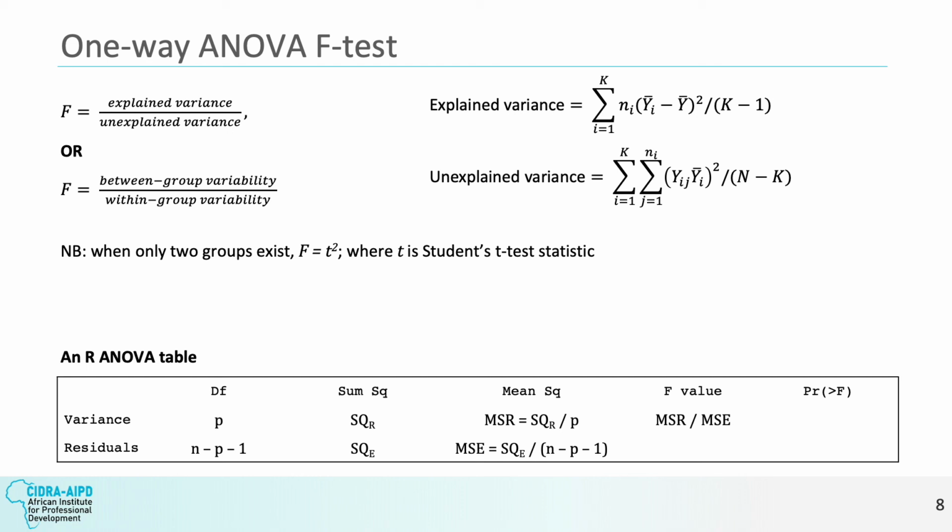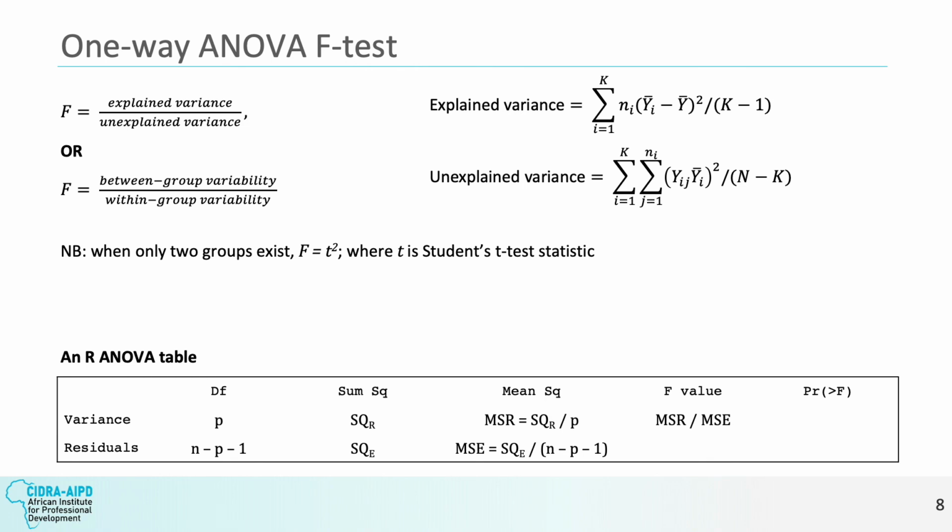However, you should remember two things. The first is that it only tests for differences between all groups, so we can't tell which group is different from the others, only that there is a difference. The second is that when you are testing only two groups, the F statistic is equal to the student's t-test statistic squared.